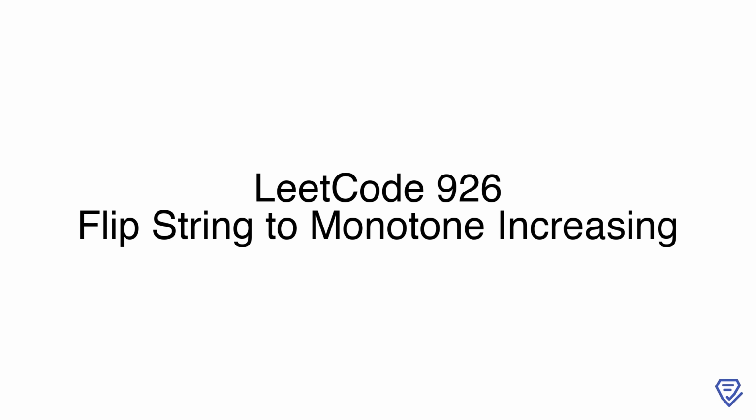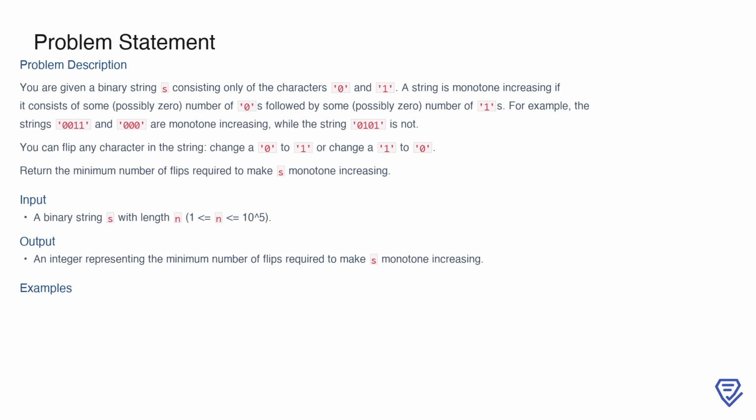Let's dive in. In this problem, you are given a binary string S that consists only of the characters 0 and 1. A string is considered monotone increasing if all the zeros appear before any ones, meaning the sequence transitions from zeros to ones without alternating back. For example, strings like 0011 or 000 are monotone increasing because they follow this pattern, but a string like 0101 is not, as it alternates between 0 and 1.